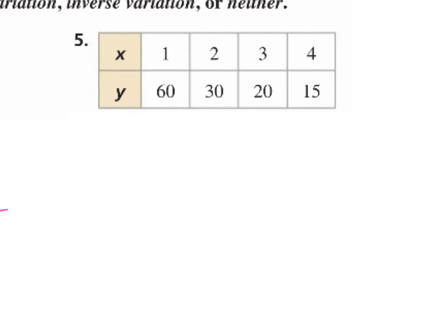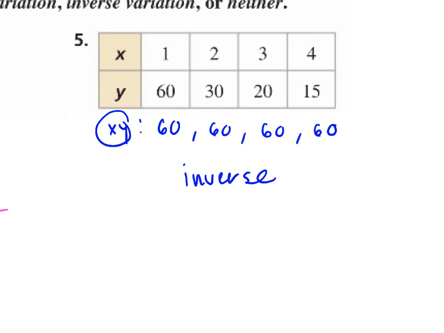All right, number 5. Let's multiply them. X times y. What's 1 times 60? 60. What's 2 times 30? 60. 60. So what type of variation do we have here? Inverse. So since x times y works, we don't even have to check y divided by x because we already have inverse variation.